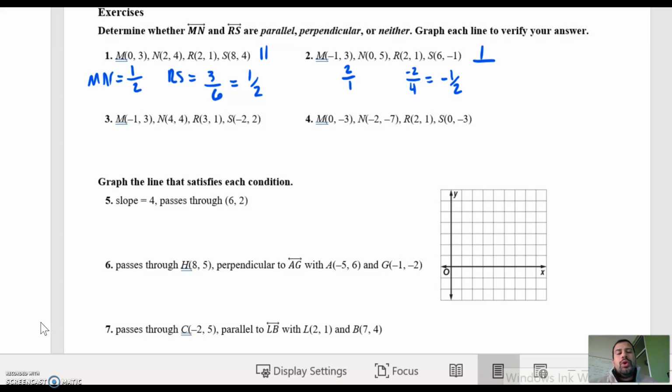All right, so hopefully you've had an opportunity to look at 1 through 4. On number 1, I found their slopes to be the same, so I said that they were parallel. I used the parallel symbol that we've talked about, which is just the two lines right beside each other. And then number 2, I found the slopes to be opposite reciprocals, 2 over 1 compared to negative 1/2. Okay, so I used the perpendicular symbol, which looks like an upside down T.